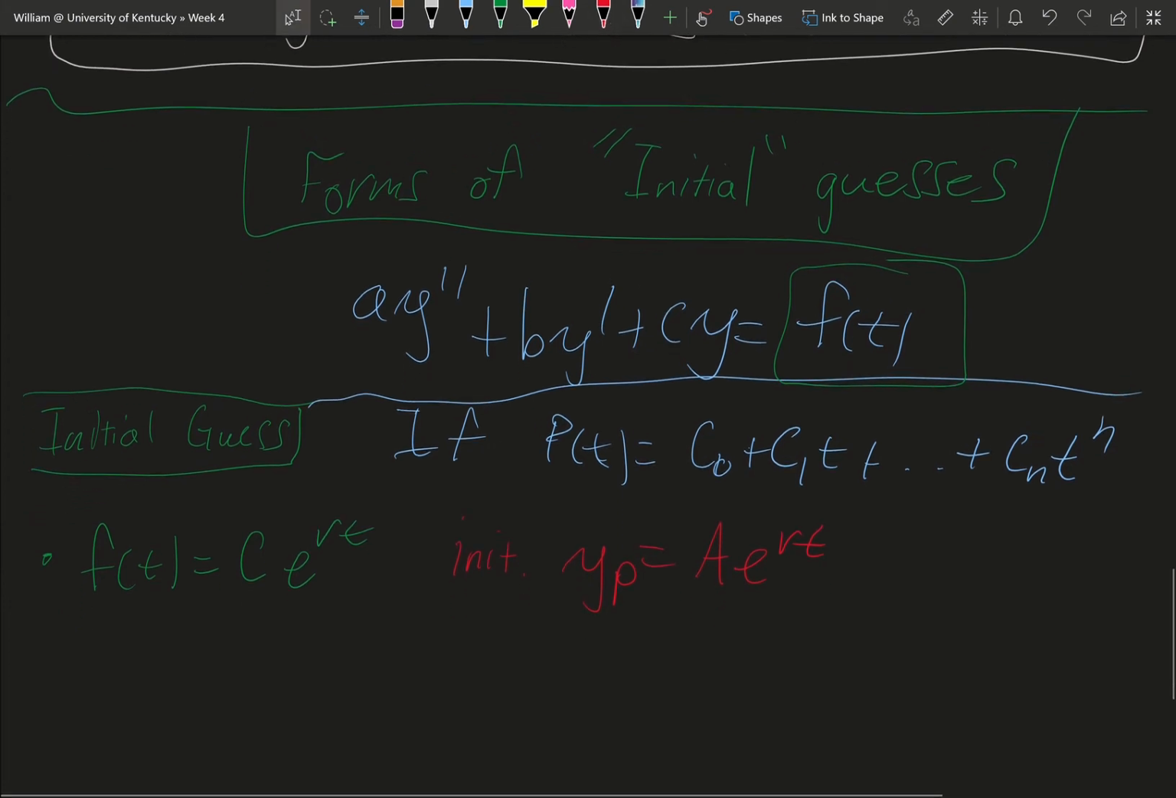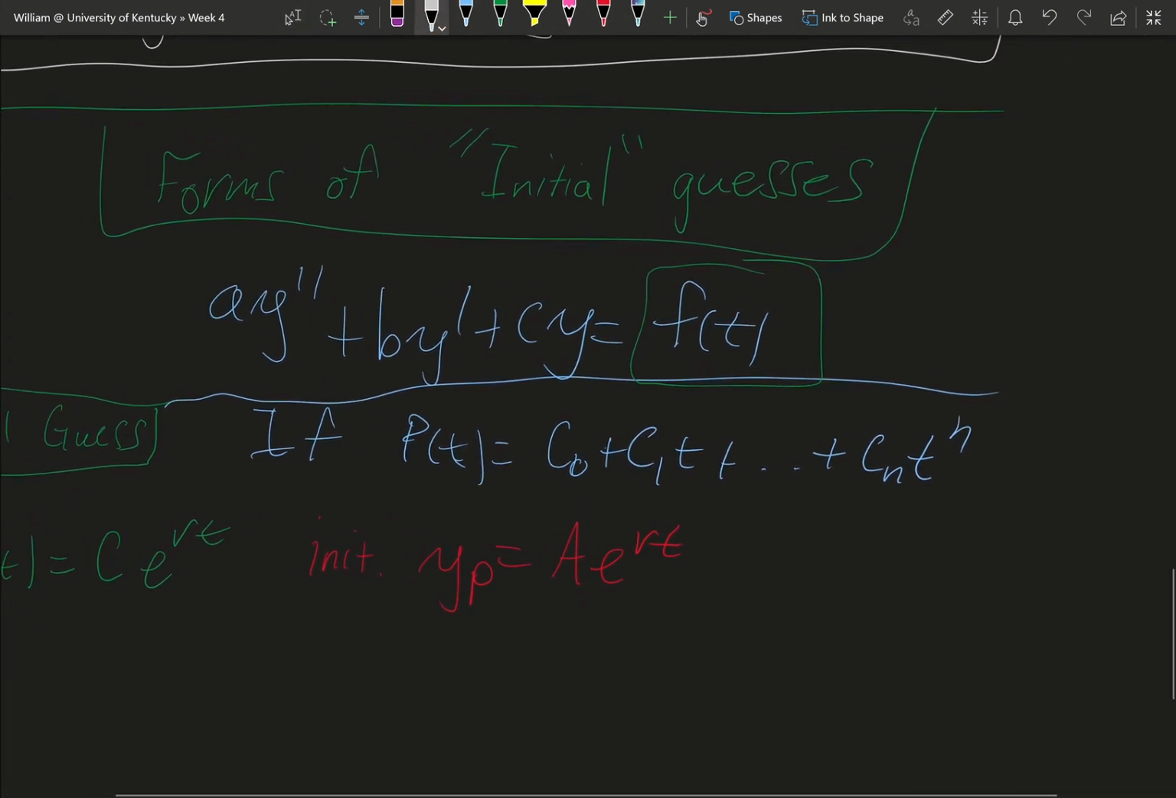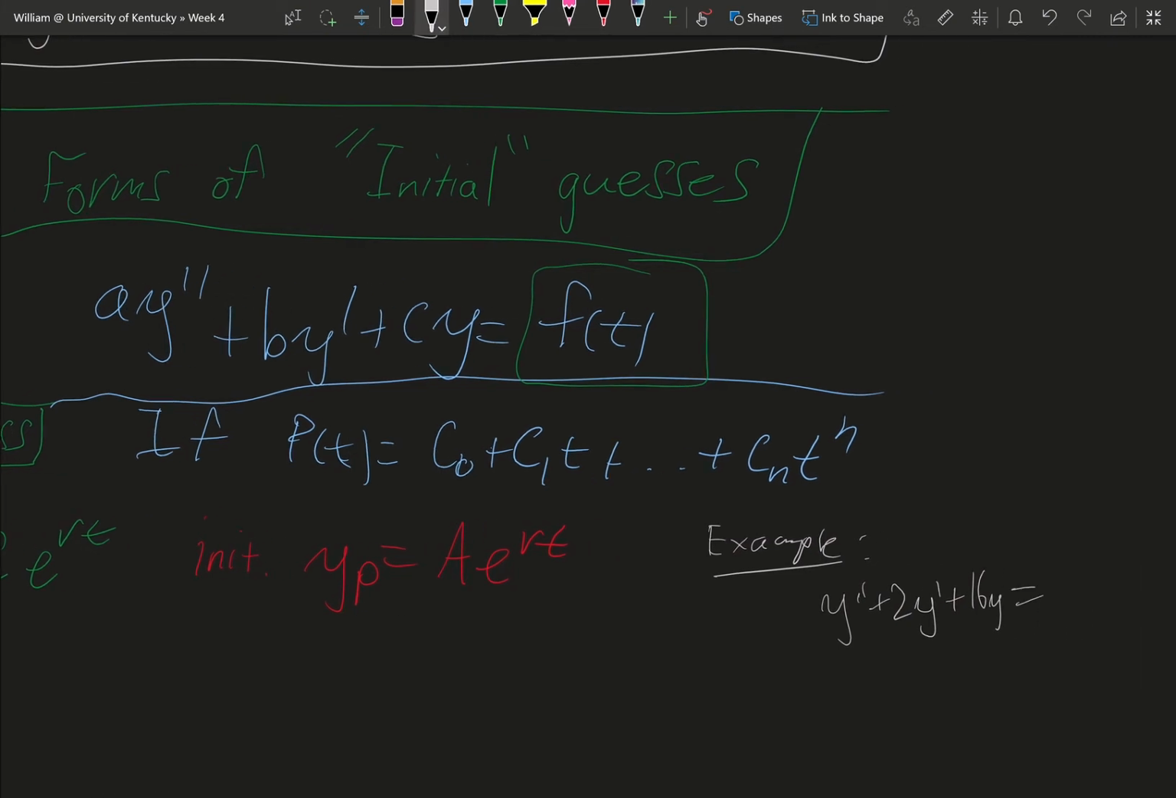So for instance, if we had something like y double prime plus 2y prime plus 16y equals 108 e to the negative 7t, then our initial guess would be just some constant a that we have to solve for times e to the negative 7t.